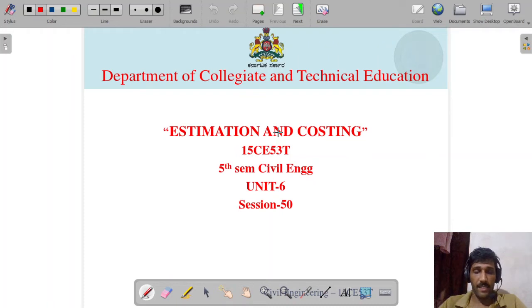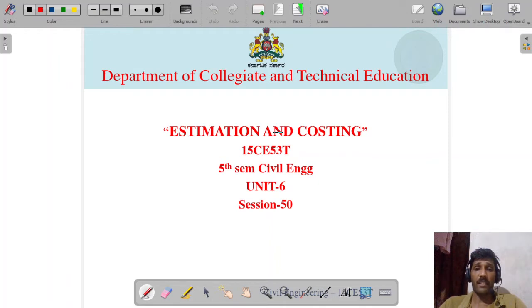Today we will discuss the road estimations. This is the final part of the estimation and costing subject. In this subject, we already discussed the various types of estimation, different items, specifications, and rate analysis.